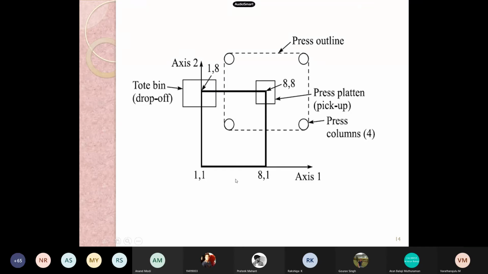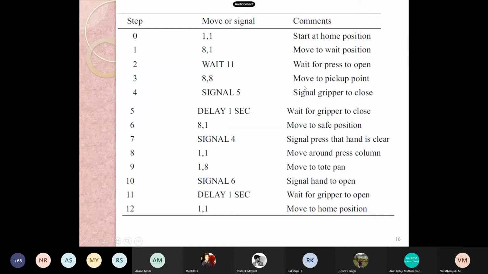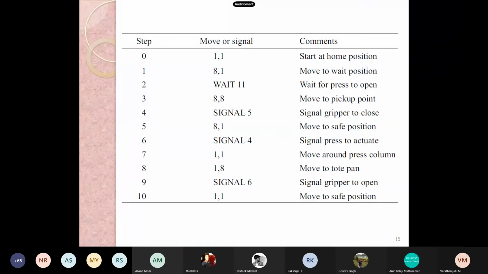Here there are four Cartesian coordinates given: 1-1, 8-1, 8-8, and 1-8. We need to pick up the debris at 8-8 and drop it at 1-8. There are two different axes, and this is the command. The starting point is 1-1, the home position, and then we need to move to 8-1, then to 8-8, and then wait 1-1.